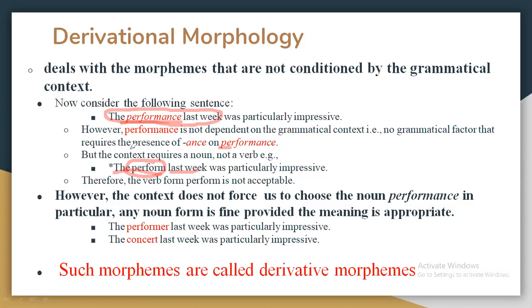The perform last week was particularly impressive. Their performance or they perform, the perform last week, is that also possible, sir? No, you can see the asterisk. It's not grammatically correct. One sentence is correct. This one, okay.